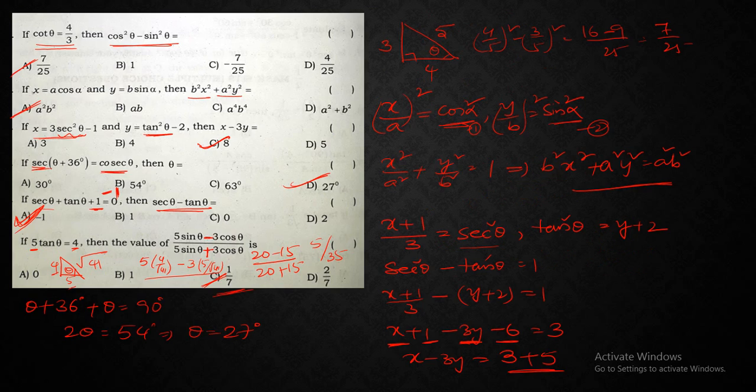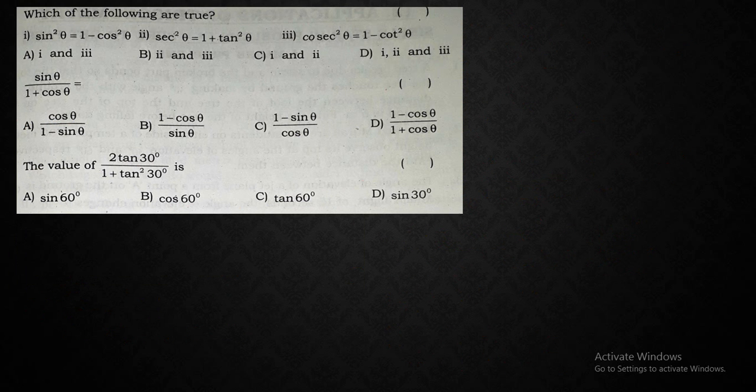Okay, next moving on to one more question. Which of the following are true? Sin square theta, so if we transpose this, sin square theta plus cos square theta is equal to 1. So first one is correct. Secant square theta is equal to 1 plus tan square theta, this is also correct. Cosecant square theta is equal to, so cosecant square theta plus cot square theta is equal to 1, so this is wrong. So only 1 and 2 are correct. So where is 1 and 2?